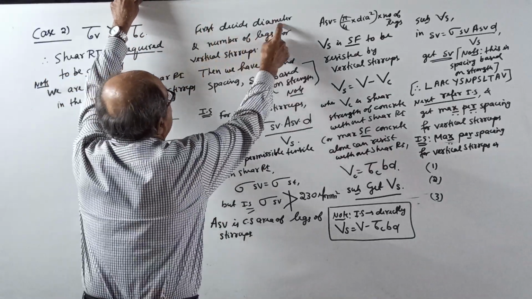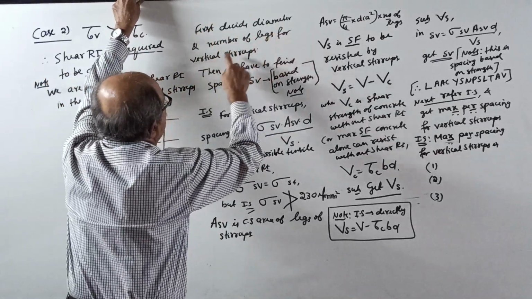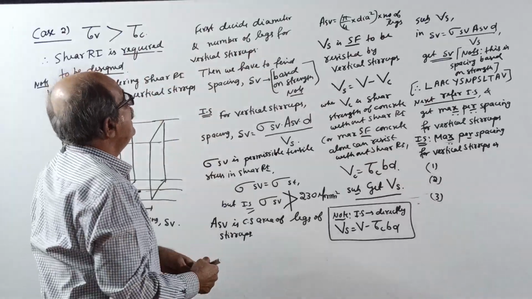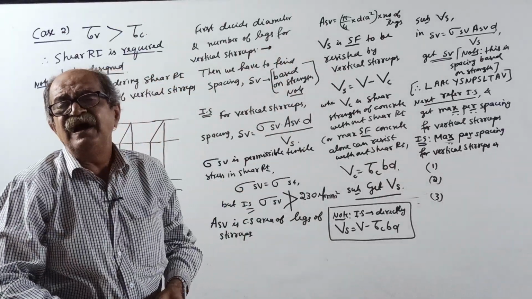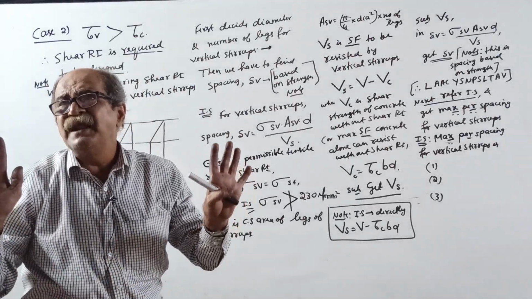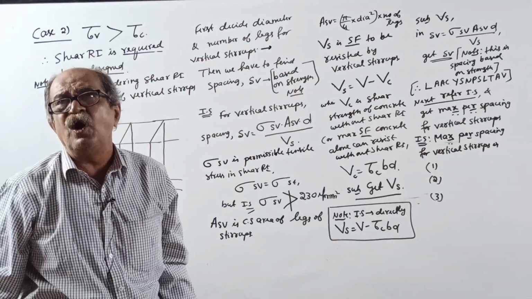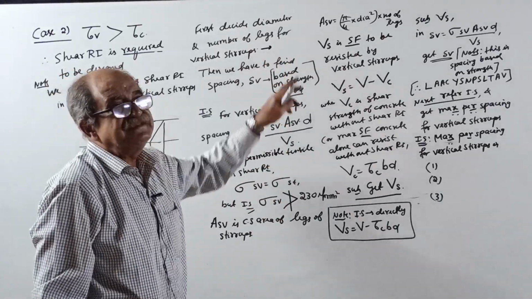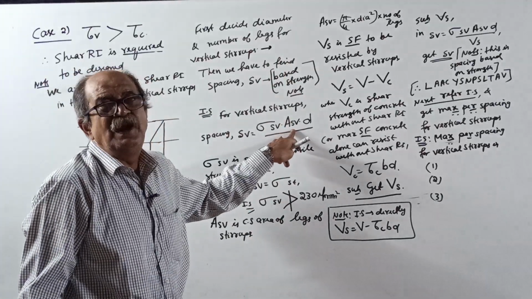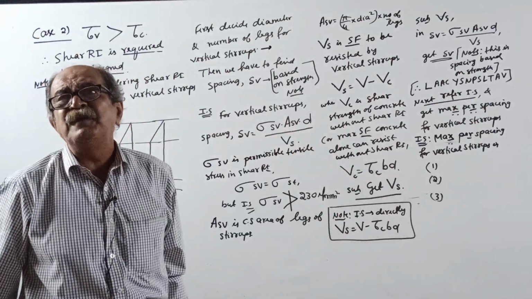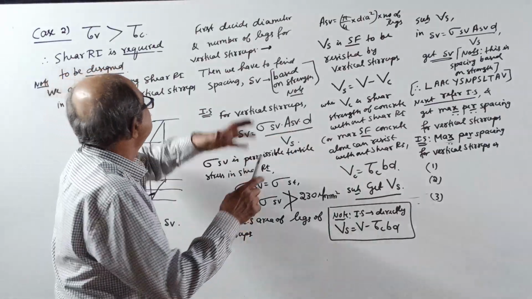First you decide the diameter and number of legs for vertical stirrups. Right here, I will dictate. The most popular in India right now for the normal case is 2-legged 8-tor. If I ask in the class, 2-legged 8-tor, what is ASV? Student will tell you within no time, sir, 100.53. Okay, you know it later.